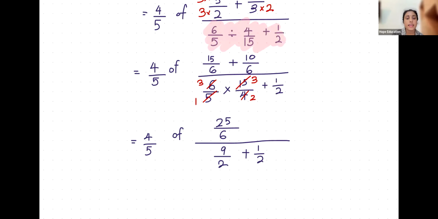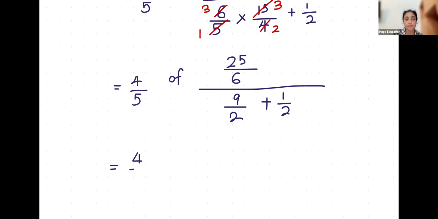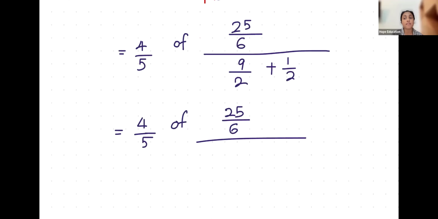Okay. Then let's move on. 4 over 5 of 25 over 6 divided by, then I add these two. They anyways have the common denominator, so I just have to add the numerator. So 9 plus 1 is 10. That would be 10 over 2.